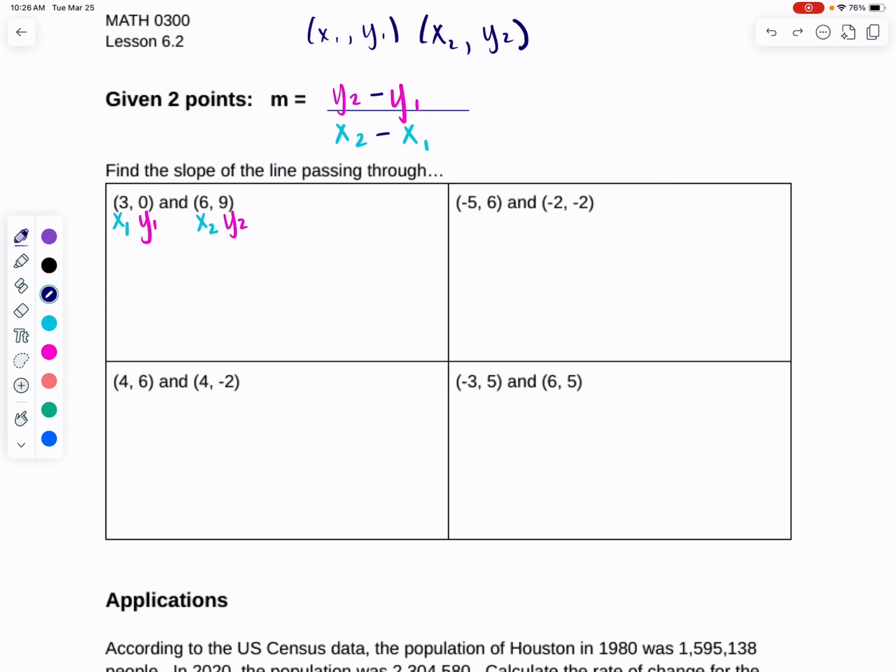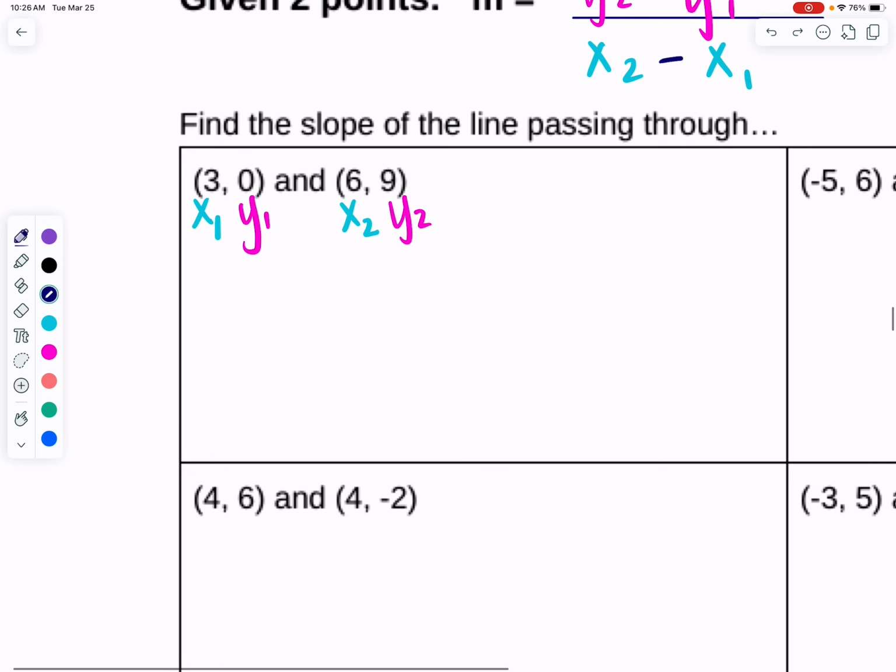Now, you all know by now that I'm a big believer in WTF. We're going to write the formula before we do anything else. y2 minus y1 over x2 minus x1. Notice all of the y's are on the top, all of the x's are on the bottom. If you mix them up, if you do an x and a y and an x and a y, you are not going to end up in the same location.